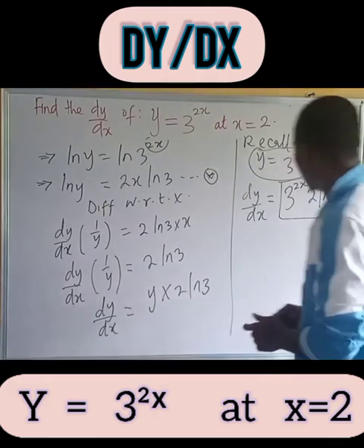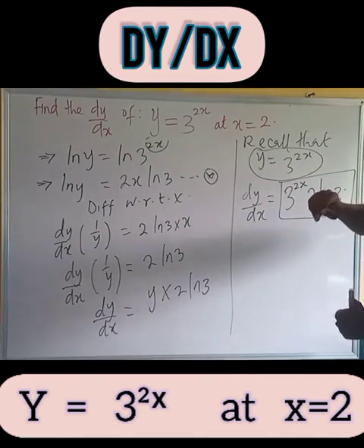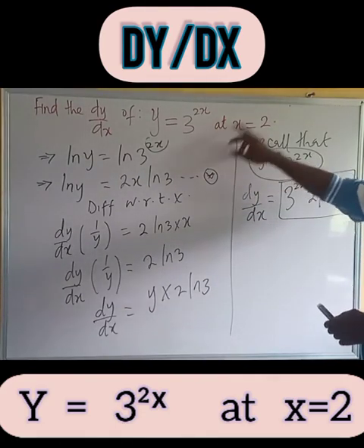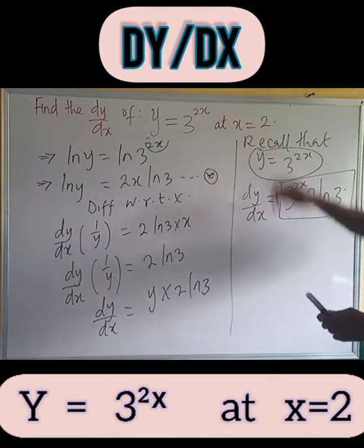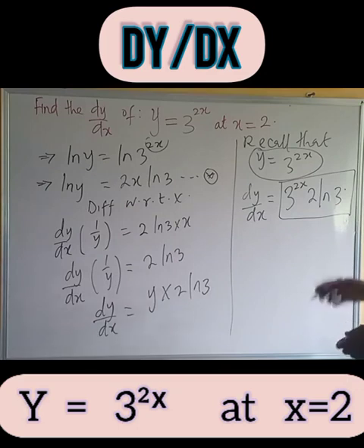We have not finished with the solving. They said at x equals 2. Therefore, anywhere we see x, we are going to put 2 there.